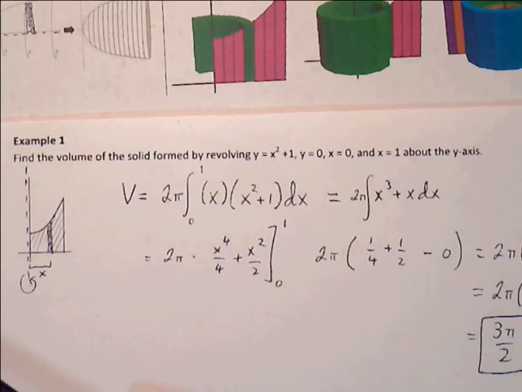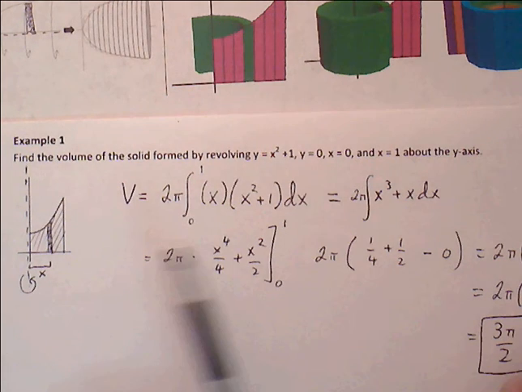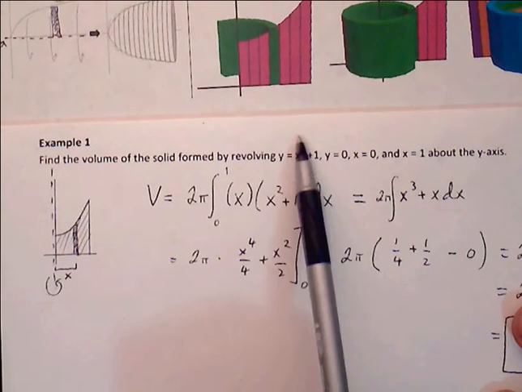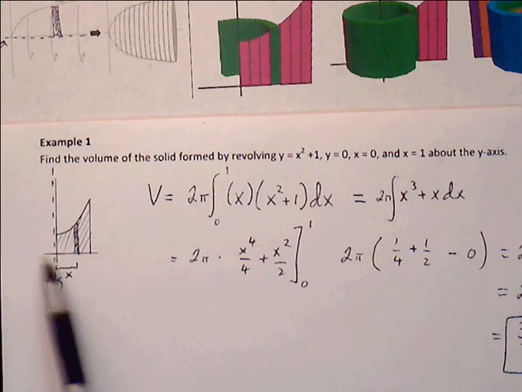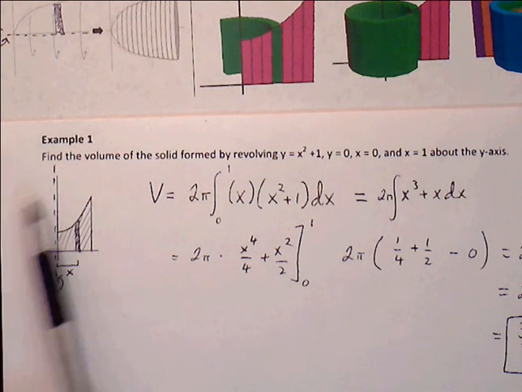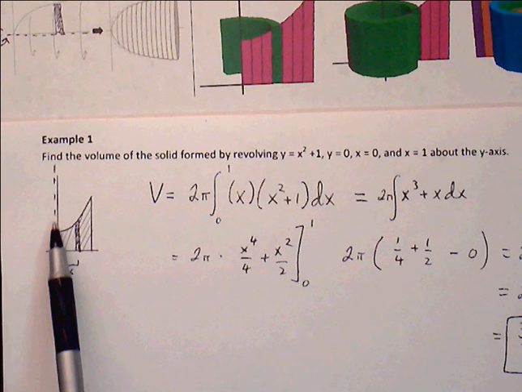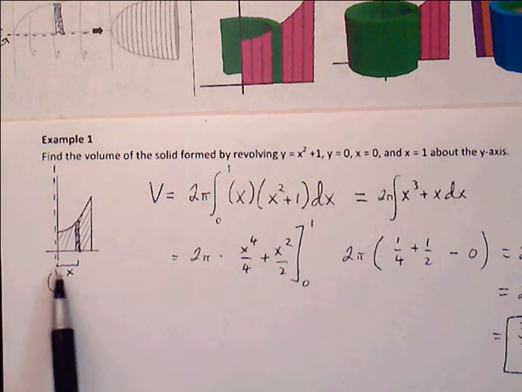Okay, let's look at example 1. Find the volume of the solid formed by revolving y equals x squared plus 1, y equals 0, x equals 0, and x equals 1 about the y-axis. If we draw the graph, here's our y-axis, and we can indicate that this is going to be the axis of revolution.